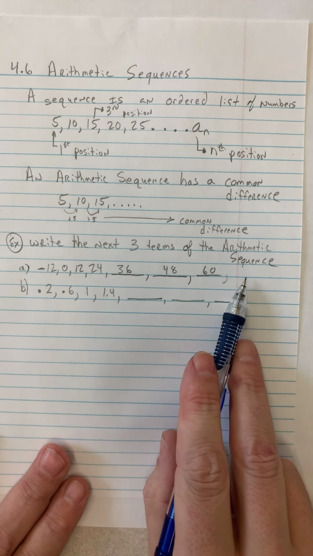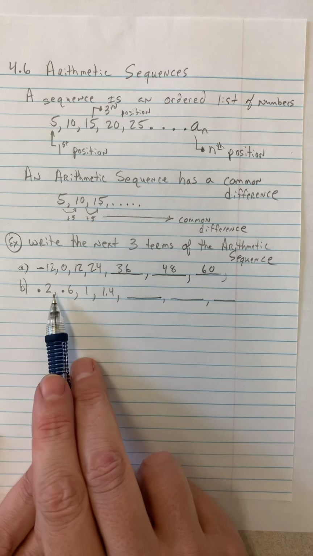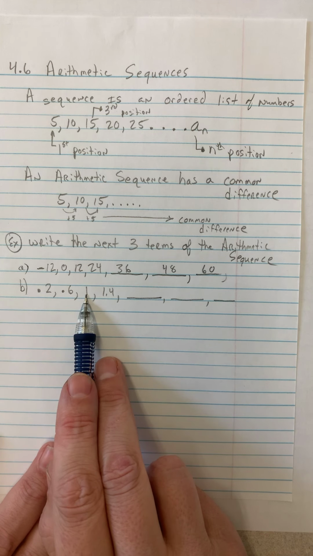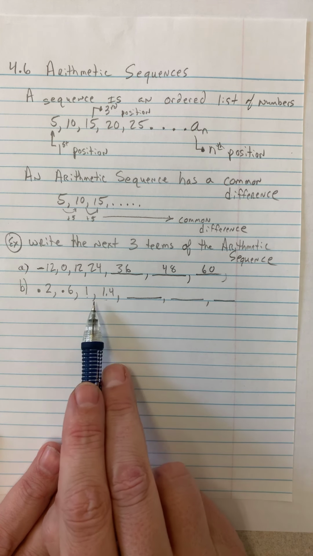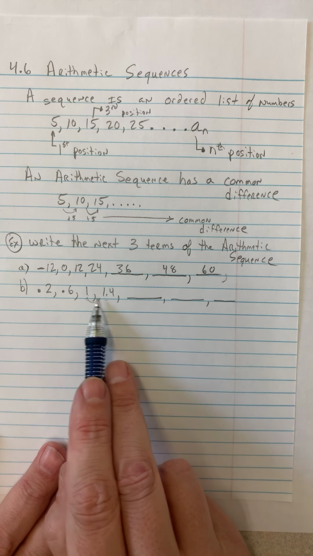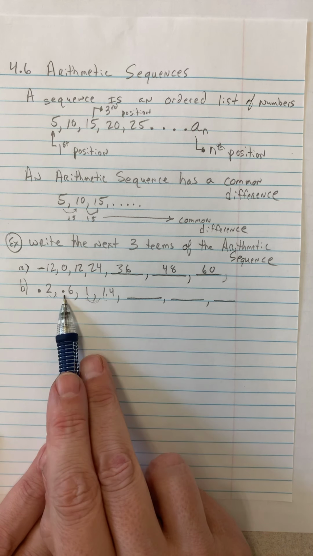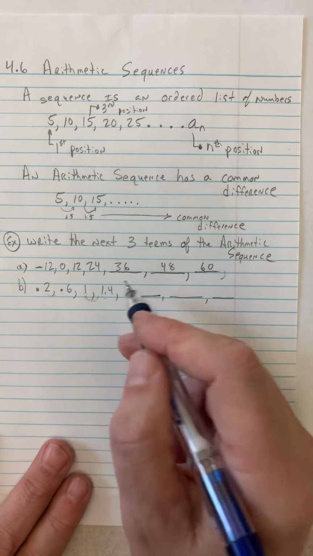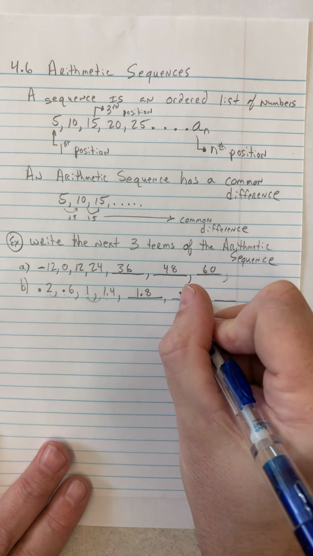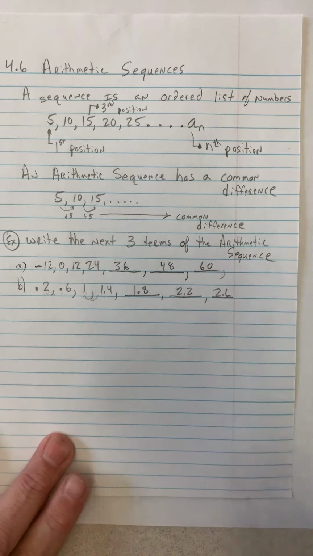Again, it tells me it's an arithmetic sequence. I know there's going to be a common difference. I got to figure out what that is, and we just got to figure out, how do I get from 0.2 to 0.6? How do I get from 0.6 to 1? How do I get from 1 to 1.4? If there's a common difference, to me it's really easy to see, to go from 1 to 1.4, I'm adding 0.4. And that is exactly how I get from 0.2 to 0.6 and 0.6 to 1. So I'm adding 0.4. So this would be 1.8. This would be 2.2, and this would be 2.6.